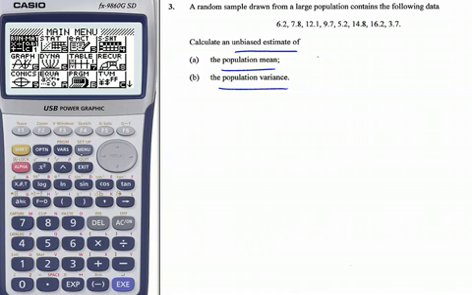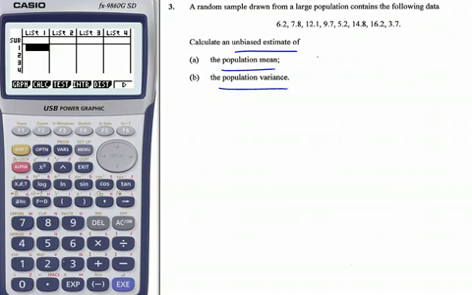Let's go to the statistical page, move along to stats mode, and you're given a list. Let's input the data into that list. We're clearly taking a sample here of 8 items of data, so let's get them in and see what the calculator can do for us.